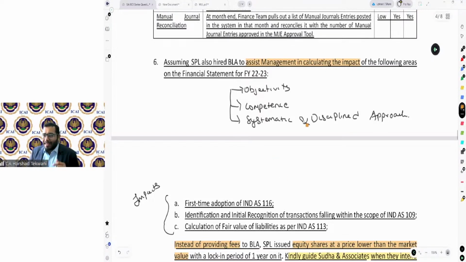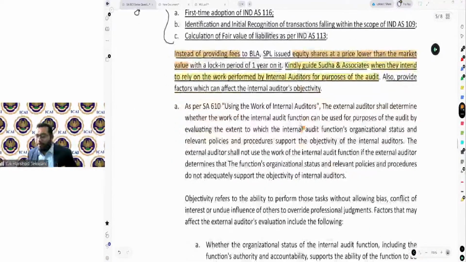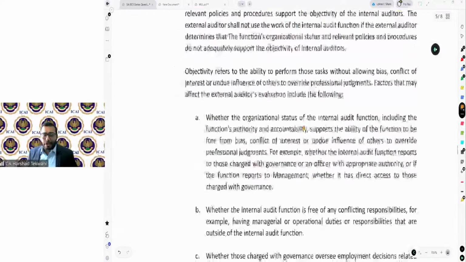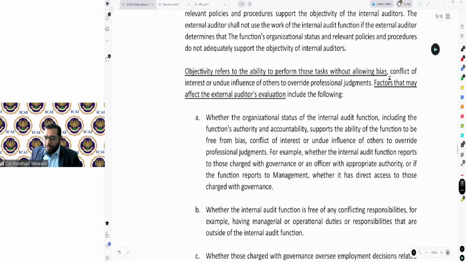And when can I say there is a doubt about the objectivity? There are factors which can help me determine whether I can establish objectivity or not. These are the factors that may affect the external auditor's evaluation with respect to the objectivity. And when I say objectivity, objectivity refers to the ability to perform those tasks without allowing bias, conflict of interest, or undue influence of others to override the professional judgment.